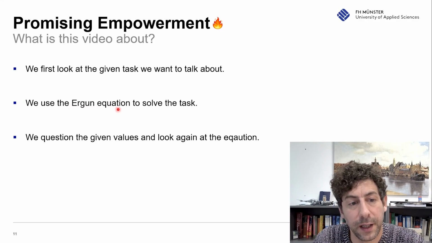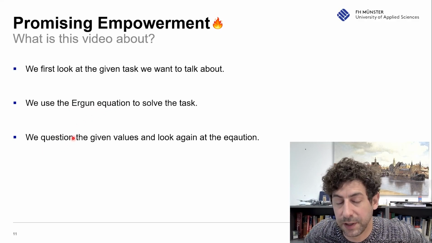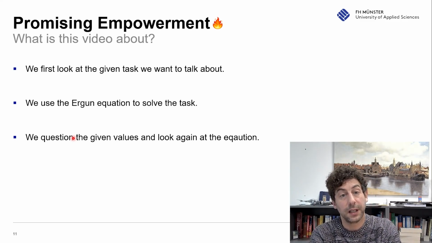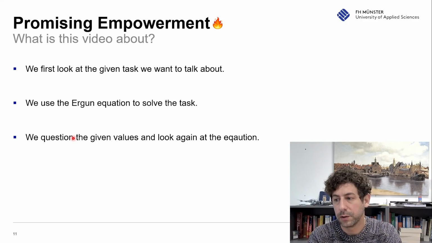And with this, we looked at the task with quite large particles, giving a small pressure drop. We just applied the Ergun equation as you learned from the video. And then we thought about the numbers. Does it make sense for 900 degrees and the density and viscosity, and also if or why the pressure drop is so small.